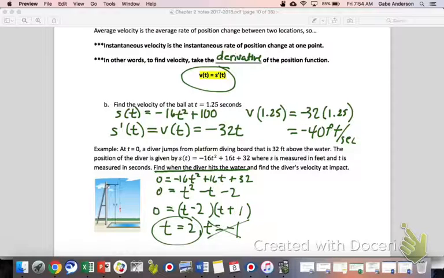But then it goes on to ask us the velocity when they hit the water. So that's obviously a little bit of a different question. We might use this. Jackson, what do you think we could do to get to a place where we could actually find the velocity?